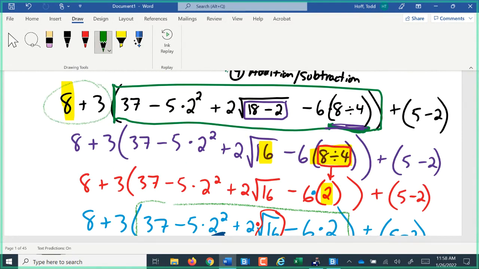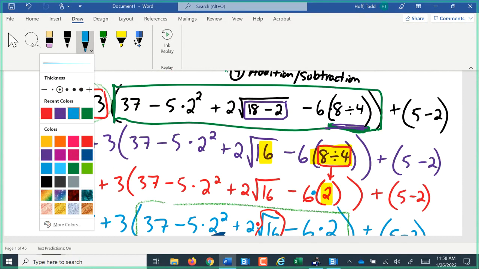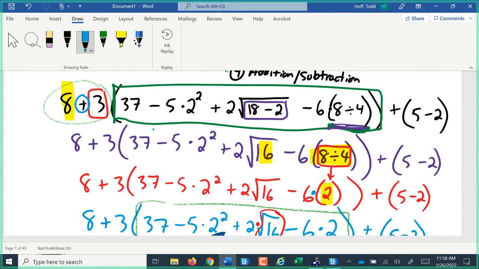But we can't. Remember, we're dealing with levels of priority. So if we're looking at the 3, it has 2 things happening to it. The 3 is being added to the 8, but it's also multiplying the parentheses, which has a higher priority than addition. So that 3 cannot be added to the 8 until it is multiplied by whatever's inside the parentheses. It has a higher priority on its back side. It has to do that multiplication before it can do the addition.